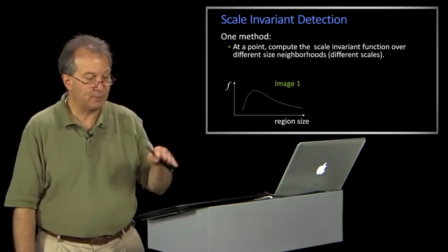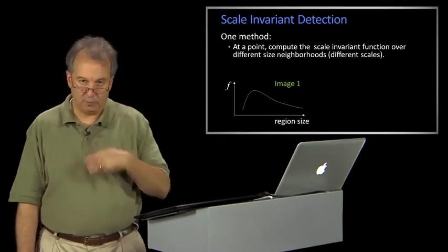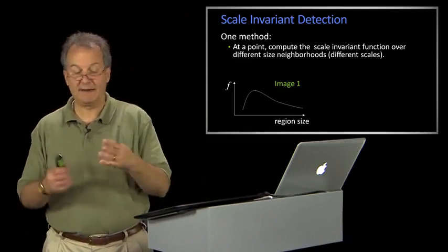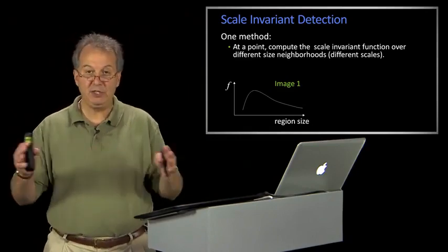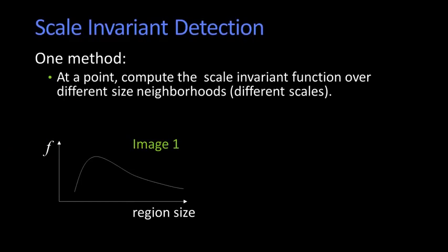So imagine at a point, you compute one of these scale invariant functions, like average intensity, over a range of neighborhood sizes, okay? So we're at a single point, and we're computing this function f over different region sizes. And you'll notice that it goes down, and then it goes up, and then it goes down again. So that's my function that I've computed over different region sizes, all right?